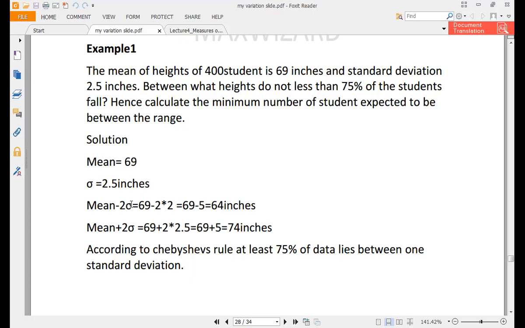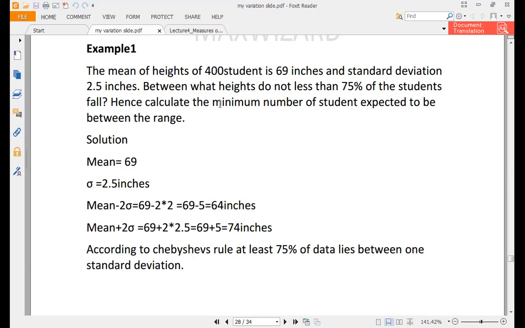Mean minus 2 standard deviations will give me 69 minus 2 times 2.5, and that gives me 69 minus 5, which is 64. I should add 5 also, I will get 74. So that means not less than 75% of students should lie between 64 and 74 inches. So that is the answer to the question.